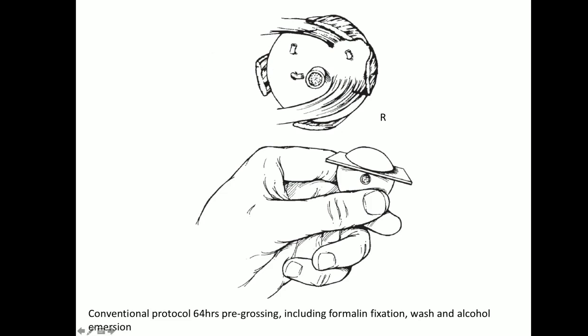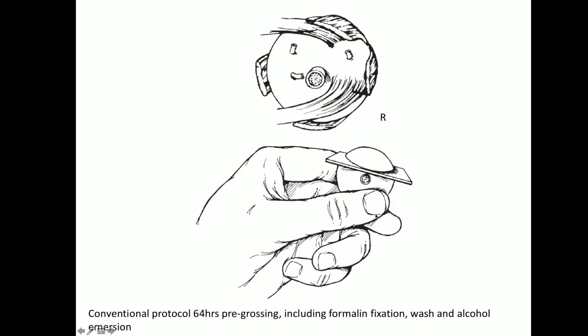So if you look at this right eyeball from the back, this is the optic nerve stump. These are the rectus muscles, these four out here, and there's a superior oblique, an inferior oblique, and some vortex veins, and they're your landmarks. The old protocol actually used to take 64 hours before you even get to gross the eye. So that's a long time, and why did they do that?